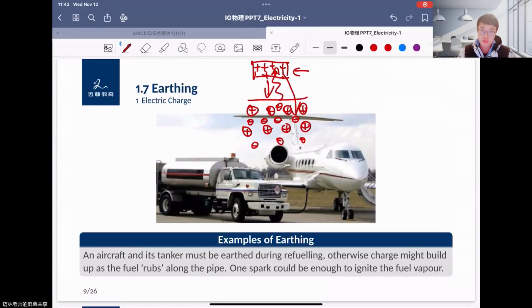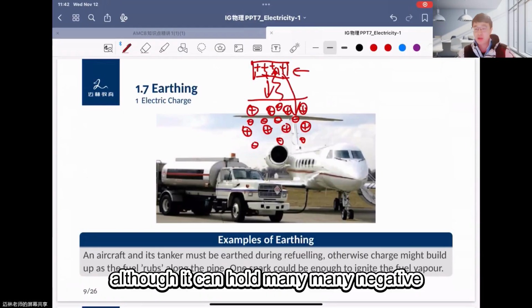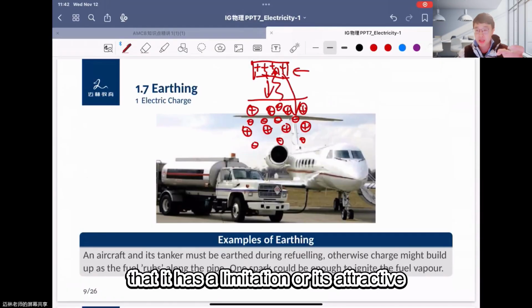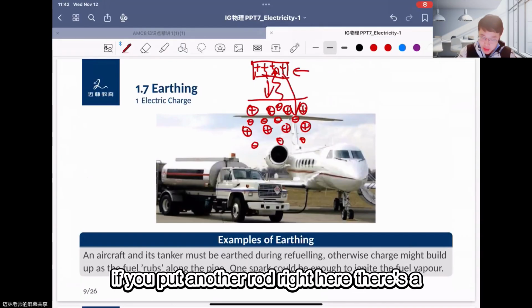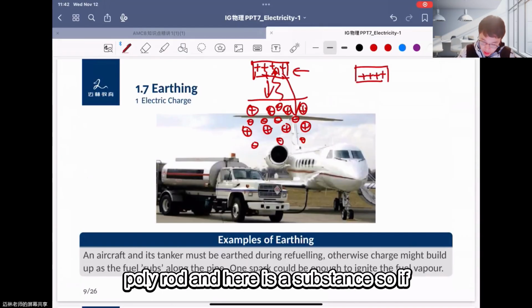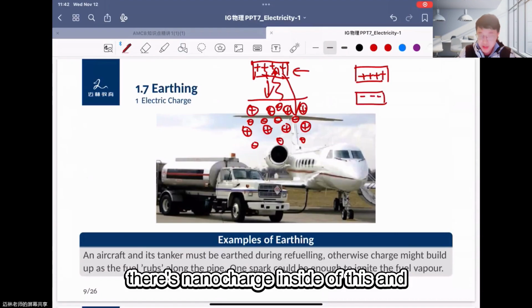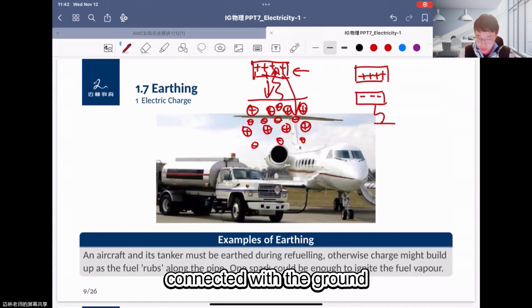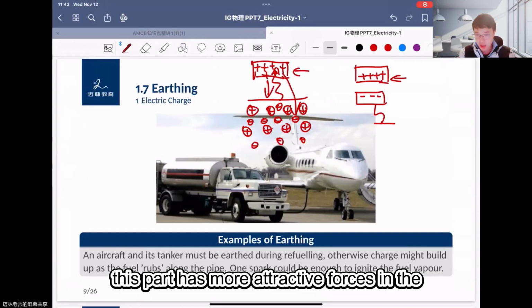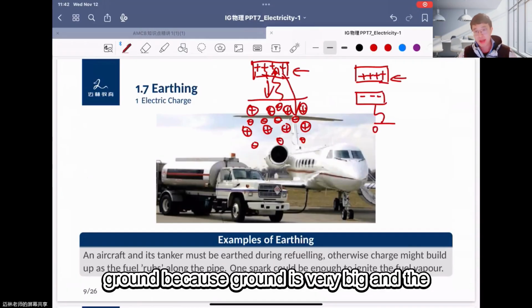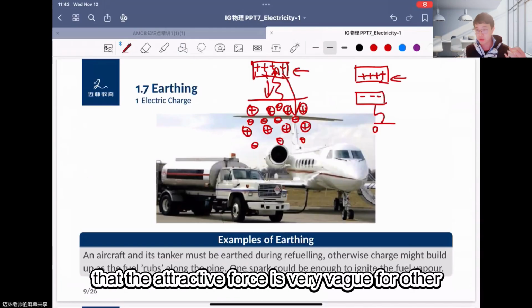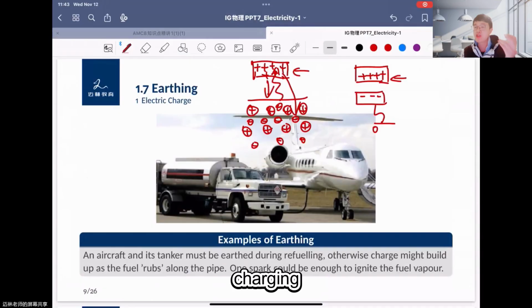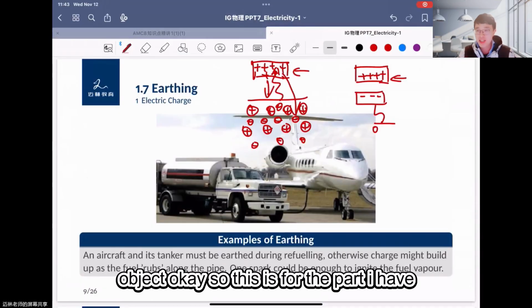Okay, but please remember that the Earth, although it can hold a lot of negative and positive charge, has a limitation, or its attractive force and repulsive force has a limitation. If you put another positive rod right here, and here is a substance, so if there's negative charge inside of this and connected with the ground, this part has more attractive force than the ground. Because the ground is very big and the positive and negative charge are almost equal to each other, we can say that the attractive force is very weak for other charging objects. Okay, this is the part you have to understand.